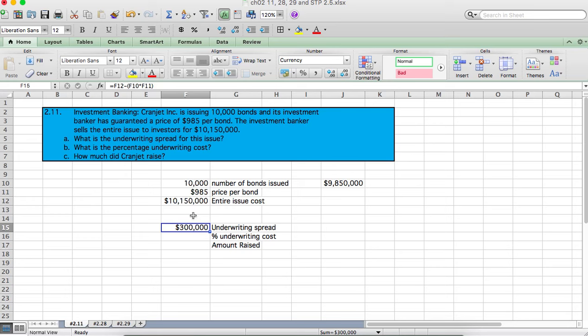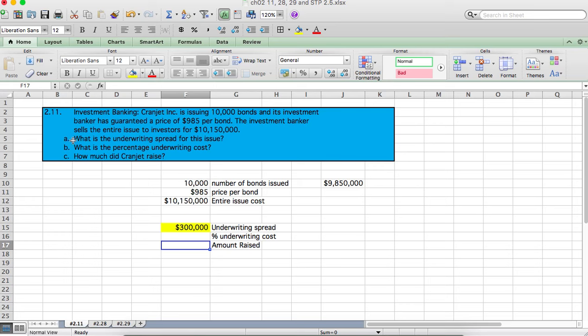Okay, so for every one of your problems that you're going to be doing in Excel, always try to highlight the answer. It will really help to identify what is the answer and what is extra work that you've done. So for the underwriting cost percentage, it feels like we're actually going to have to work backwards, since we already know the amount that was raised by Cranjet, and then we'll be able to calculate the underwriting cost.